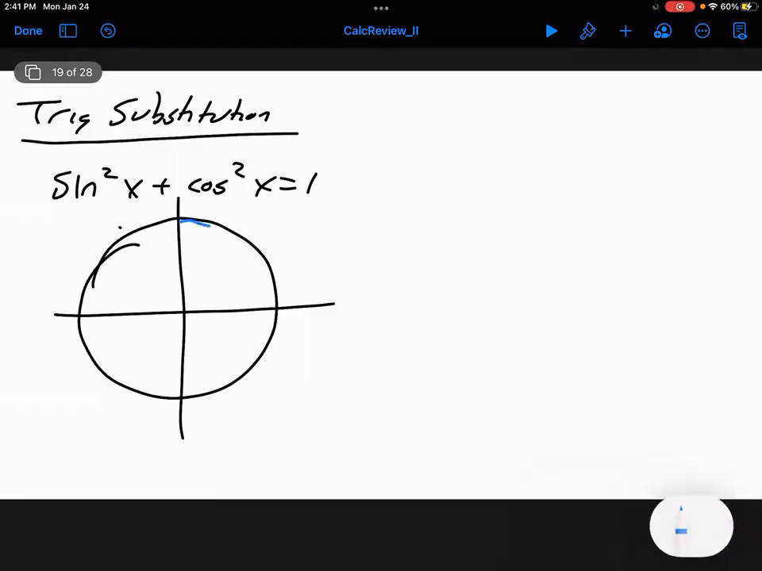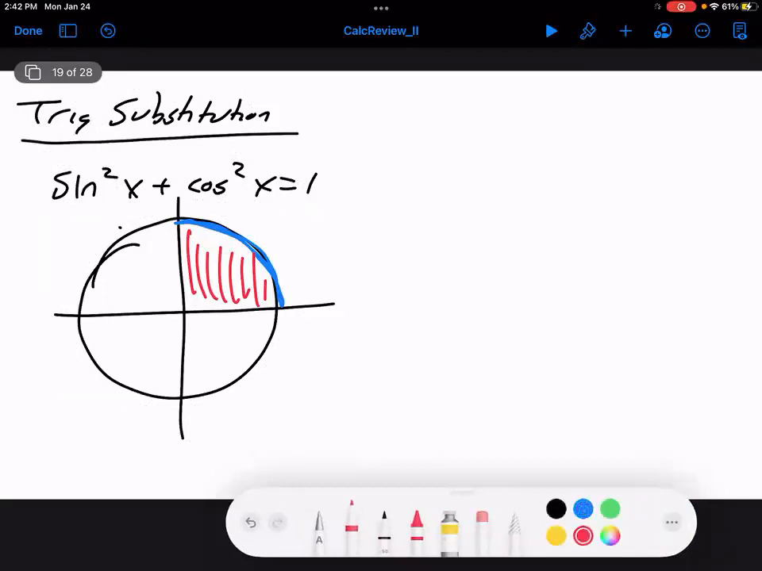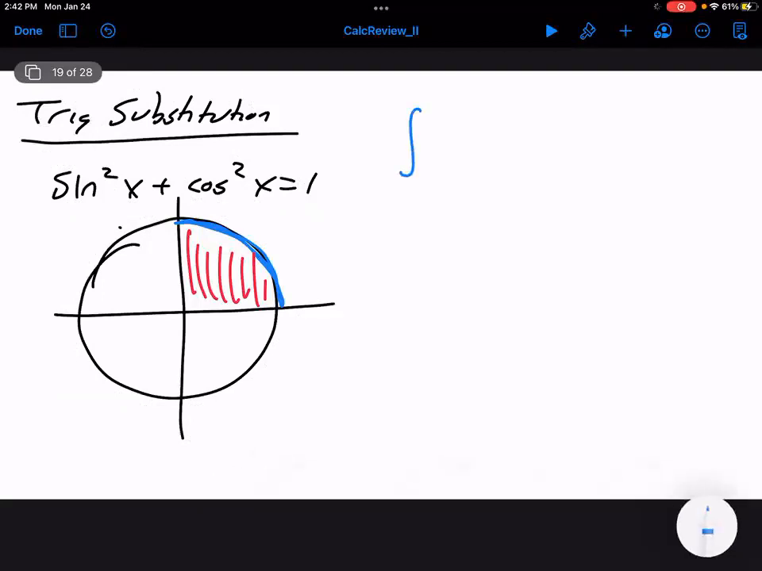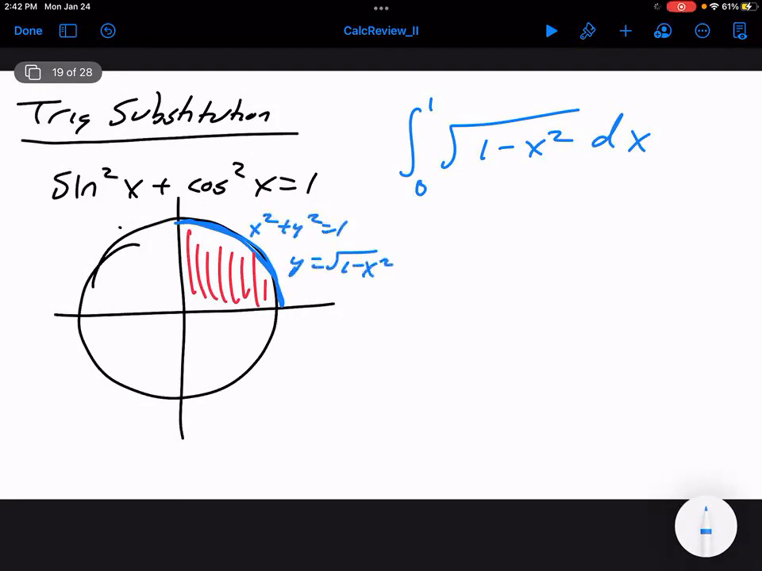So let's just look at this portion of the circle. If I can find the area under this curve and multiply by 4, that will be the area of the circle. So let's try to calculate this. I want the integral from 0 to 1 of the square root of 1 minus x squared dx. Because this is the curve x squared plus y squared equals 1, so y is the square root of 1 minus x squared. On the bottom half, this is y equals negative square root of 1 minus x squared.